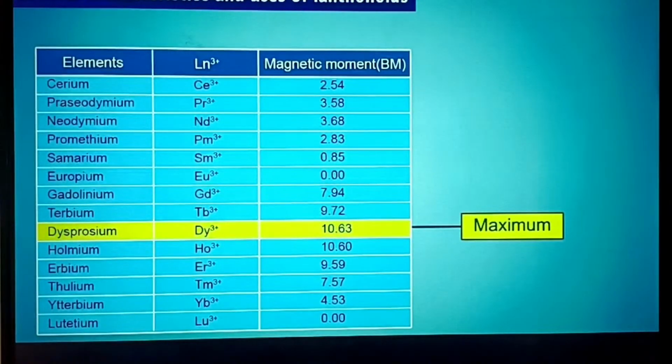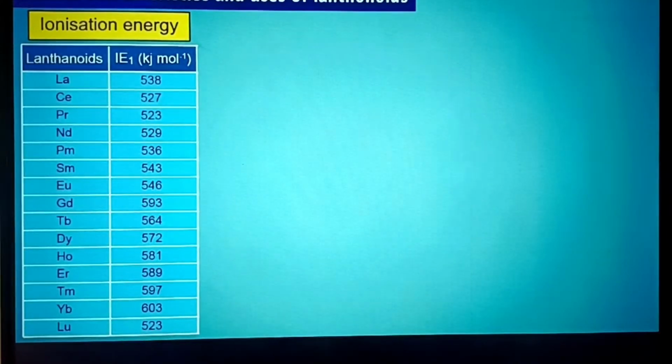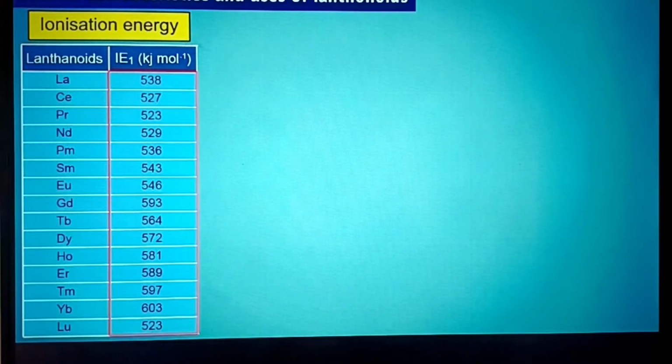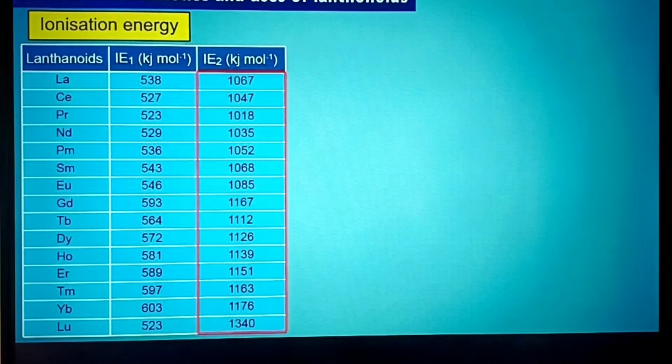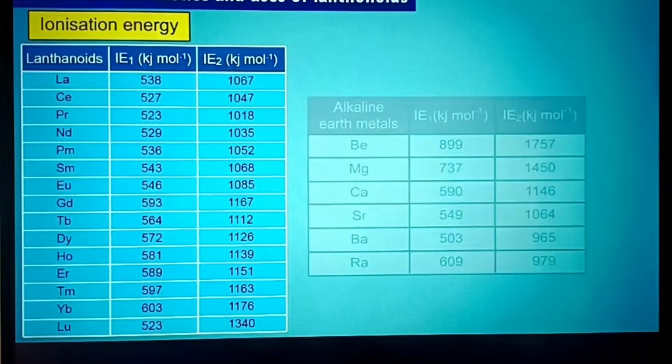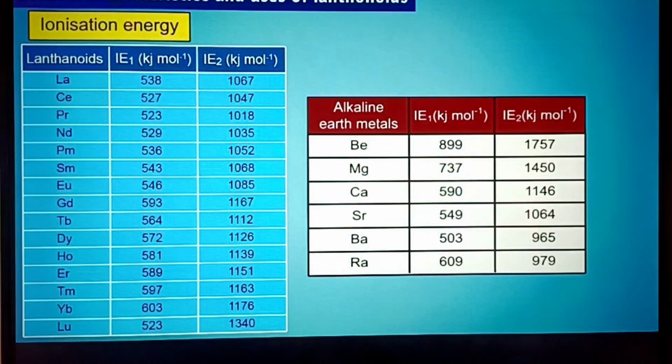Paramagnetism is the maximum in dysprosium. The value of the first ionization energy of the lanthanoids is about 600 kilojoules per mole, and of the second ionization energy is about 1200 kilojoules per mole. These values are comparable with the values of the ionization energies of the alkaline earth metals, particularly calcium.